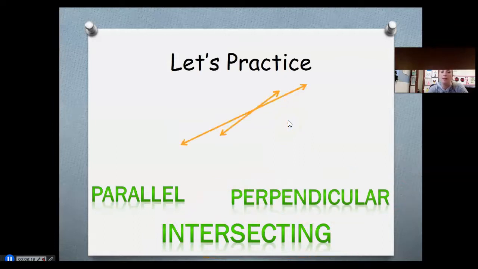What about these lines? Are these lines parallel lines, perpendicular lines, or intersecting lines? If you chose that these lines are intersecting, you are correct. Those lines are just crossing anywhere. Parallel lines do not touch. Perpendicular lines must make a perfect T.